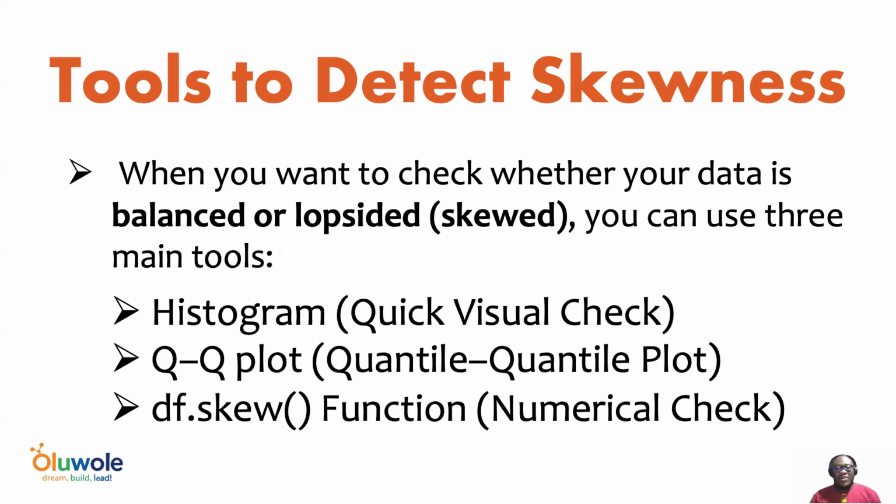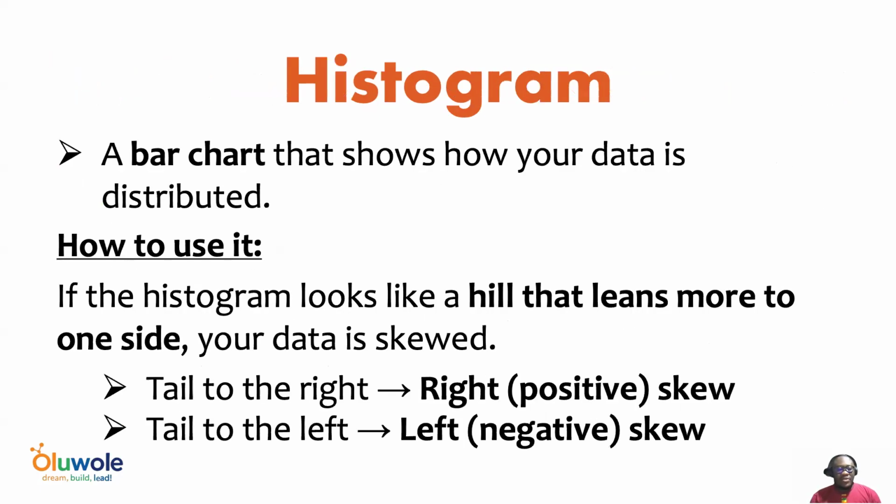Then you have the df.skew function, where you want to check the skewness for purely numerical data. You use your df.skew function. All right, let's go to the histogram. Histogram is like a bar chart that shows how your data is distributed.